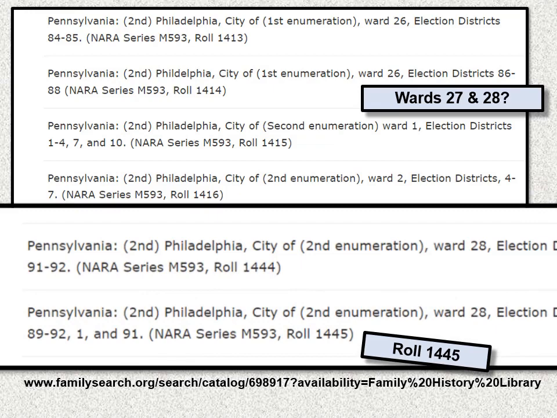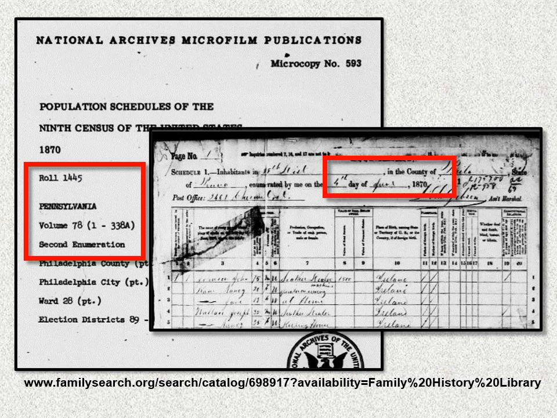That's where wards 27 and 28 are. It's easy to see how Family Search got fooled by the content page of this roll. These microfilms from the National Archive usually have some sort of a content page. And here we are in roll 1445, and it clearly says that it's second enumeration. But if you actually look at the census sheets in there, you'll see they were enumerated in June, which is the first count.